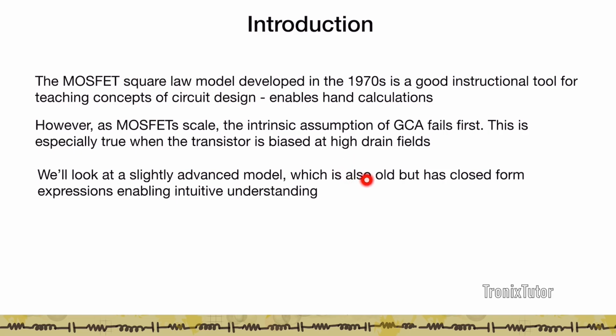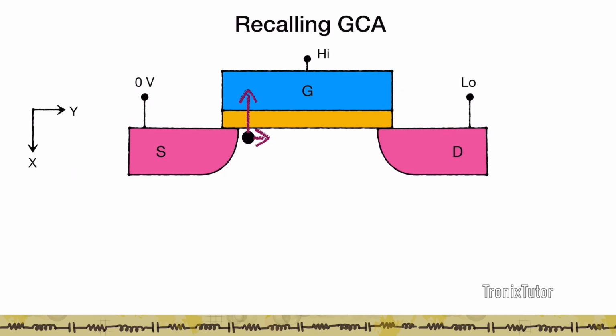This is again by no means predictive of what's happening in technology today, but it's slightly a step up from the old model and gives you some additional intuitive feel about scaled transistors. So it's worth our while to look at it for a bit. So now let's recall the gradual channel approximation.